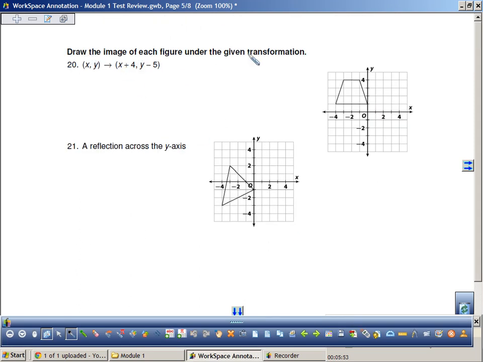Number 20, draw the image of the figure under the given transformation. So I like to write my little arrows here. So in my transformation, I'm going to go to the right. How many?